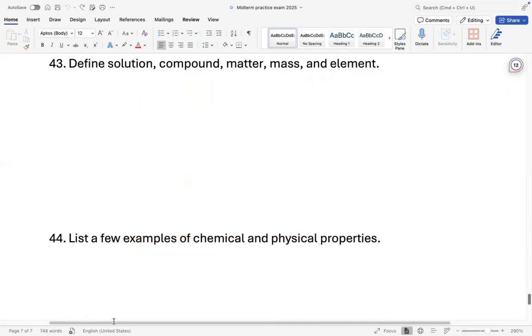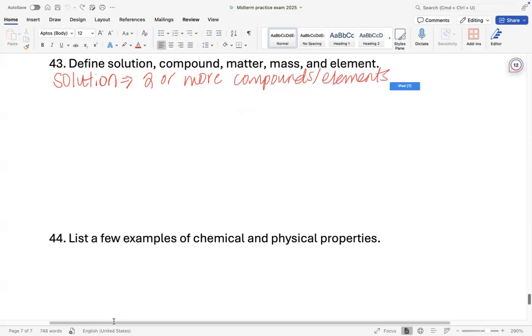All right. So these words appear frequently on your test, and then one of them you specifically have to know the definition of. So I wanted to just kind of throw them all in here. So solution, right? That's when you have two or more things mixed together. So two or more compounds, elements, whatever. All right, so that's usually referring to some kind of liquid.